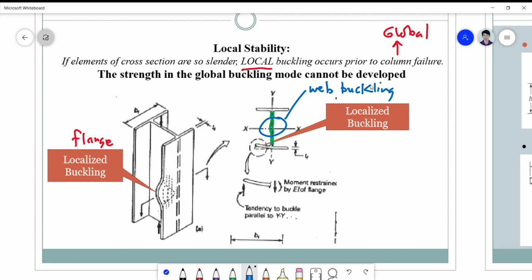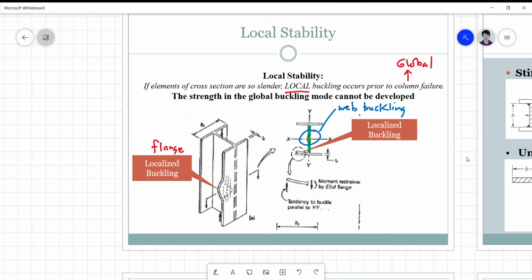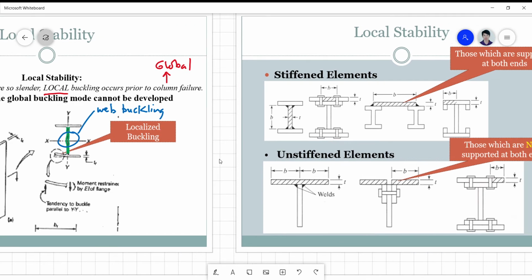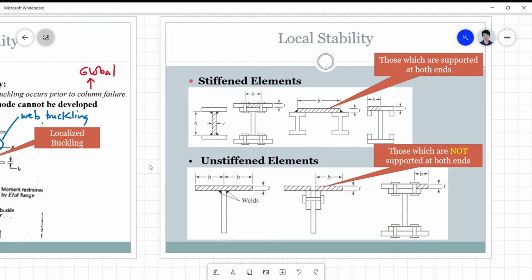So for a wide flange section, there are two types of failure. We have the flange buckling and the web buckling. And these are both localized buckling failures. So I will be discussing in a separate video how these plate elements behave in terms of buckling. And here we simply try to understand the general concept by looking into the different types of local instability.